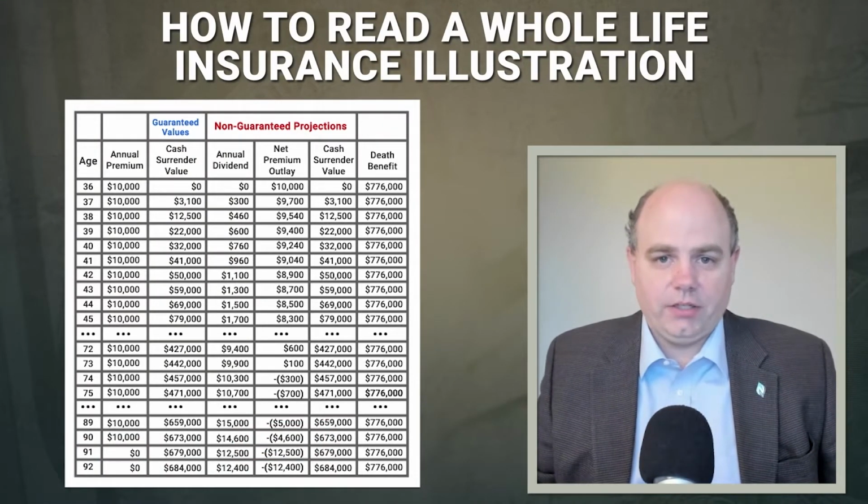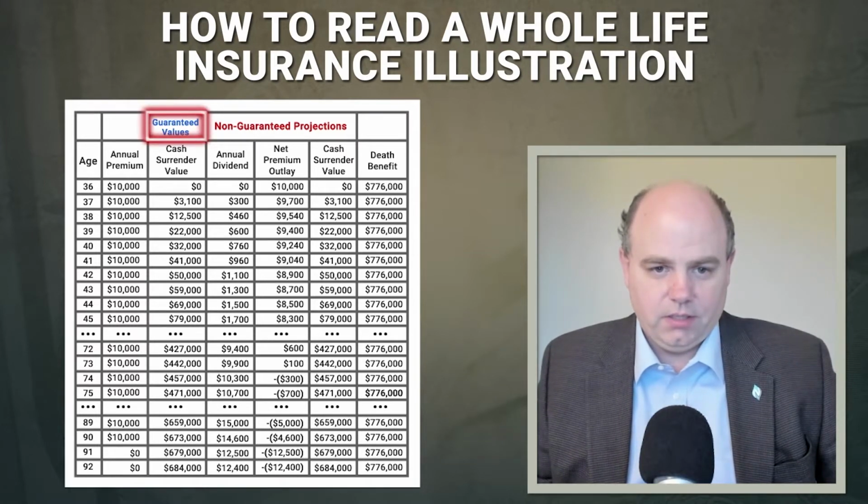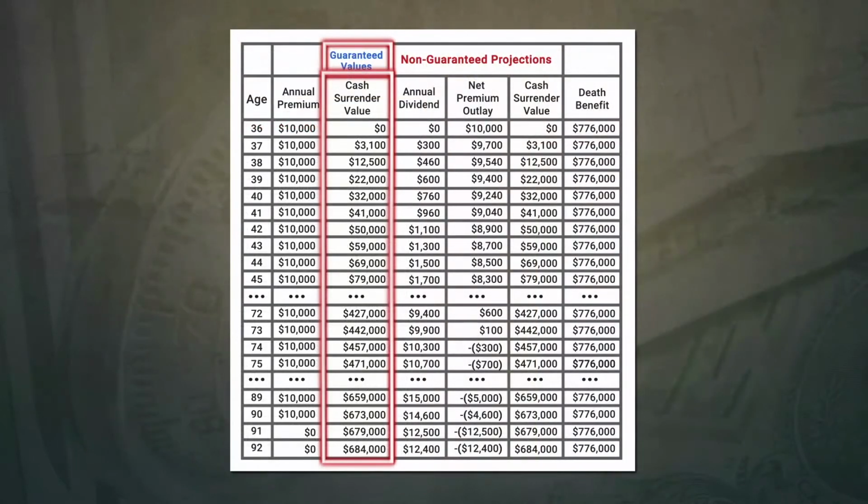Now, the next thing I want to draw your attention to is the column denoted guaranteed values. Notice the cash surrender value. For example, at age 36, after that first premium payment, the guaranteed cash surrender value is $0. So the life insurance company is saying on year one, if you open up the policy and then decide, you know what, I changed my mind, I'm going to walk away and dissolve it, they're not going to give you any payment to walk away.